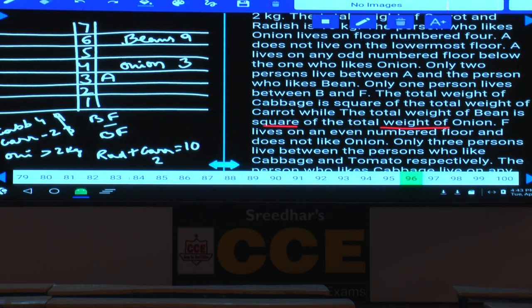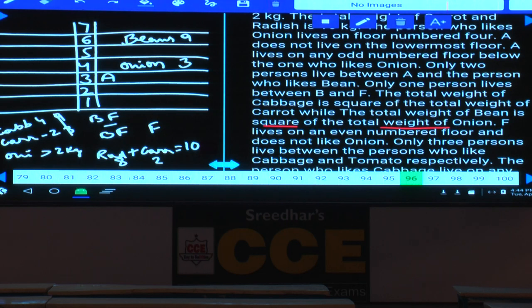Now carrot is 2 kgs, and cabbage will be 4 kgs. Radish must be 8 kgs. Are you following this or not? Okay, because radish plus carrot must be 10 kgs. Then F lives on an even number floor and does not like onion, hence F can be either 6 or 2.